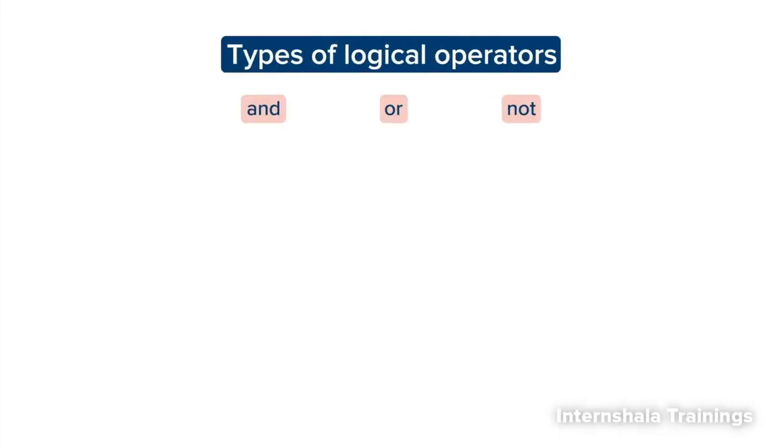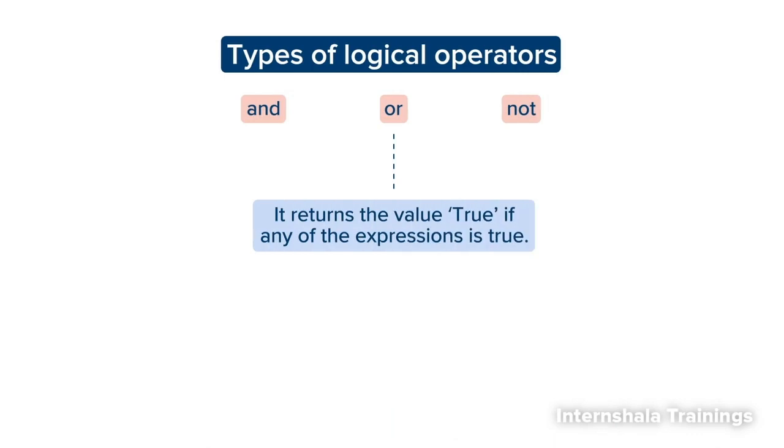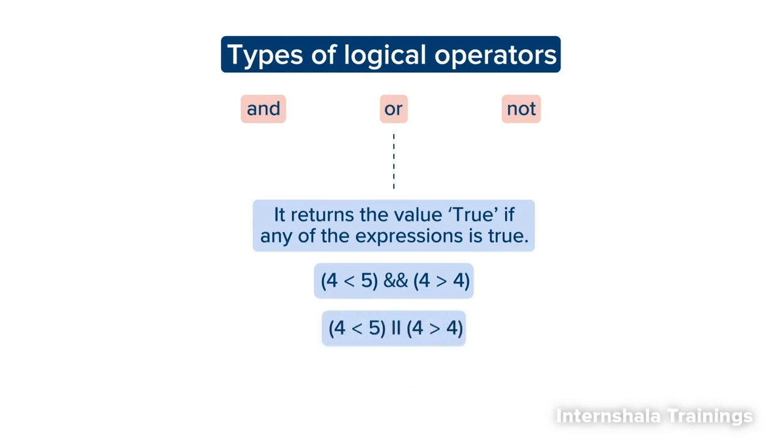Next is the OR operator. It is denoted by double pipes. This operator returns the value true if any of the expressions is true. This means if at least one of all the expressions is true, the value returned would be true. If we revisit our previous example in which one of the expressions, that is the first expression, was true, and if we use the OR operator in this case, the OR operator will return the value true.